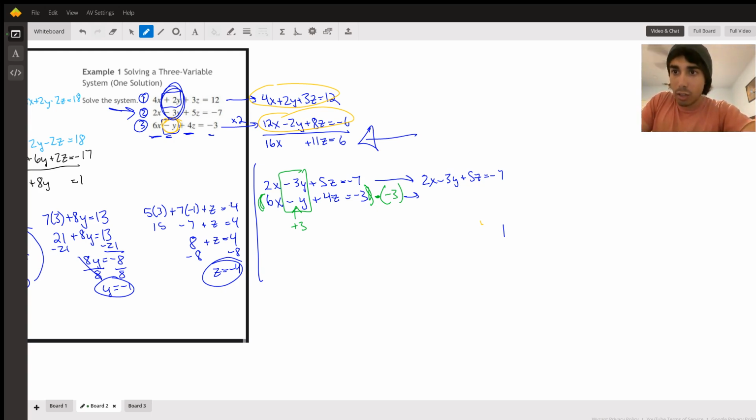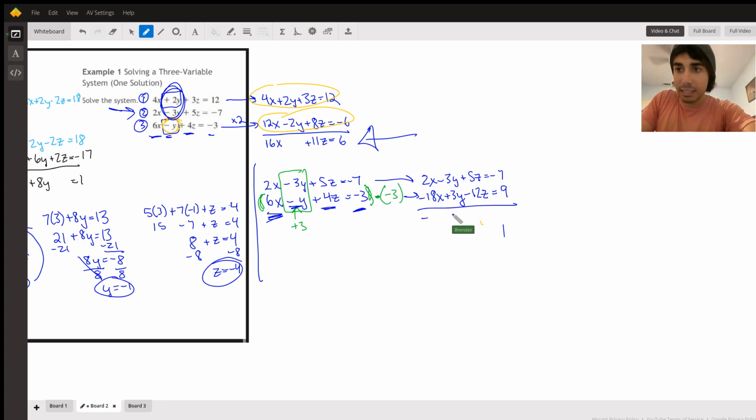Okay, so we're going to go 6x times negative 3, negative 18x. Negative y times negative 3, plus 3y. 4z times negative 3, negative 12z. Negative 3 times negative 3 is a positive 9. All right, so here's what we got. We're going to add these together.